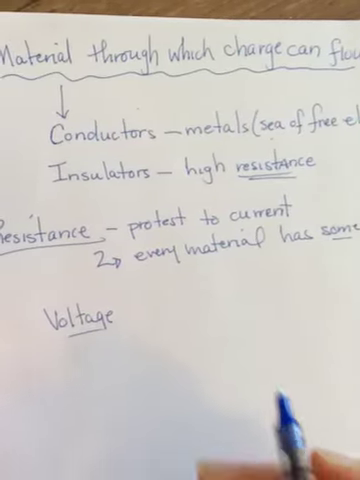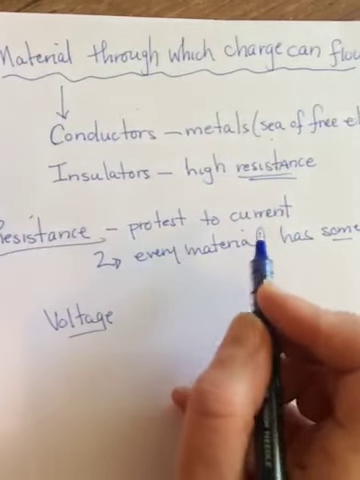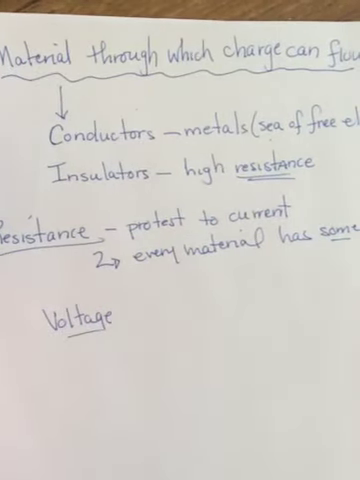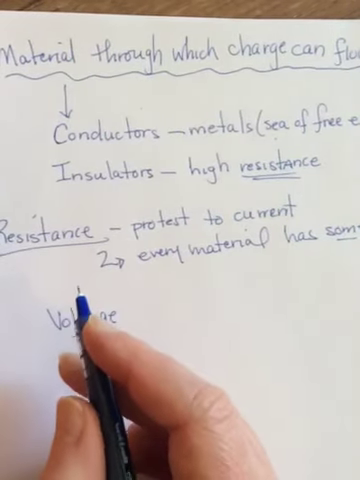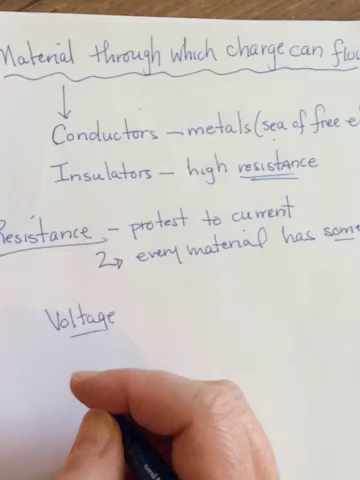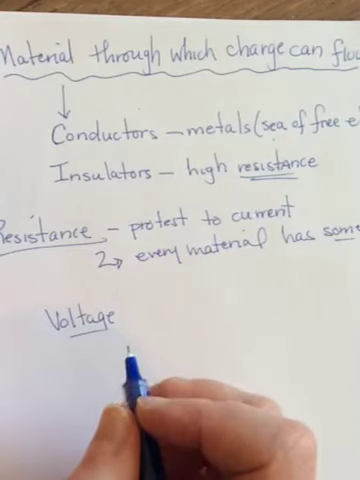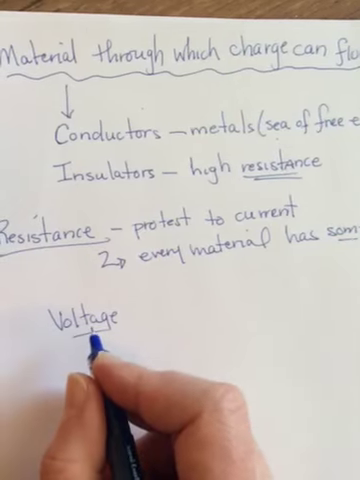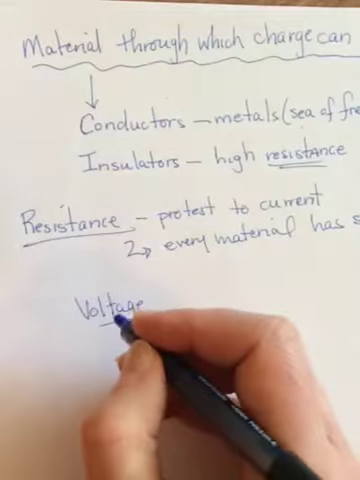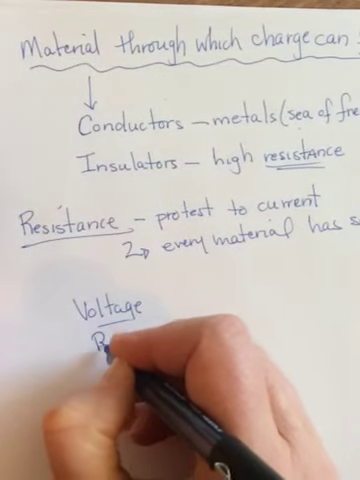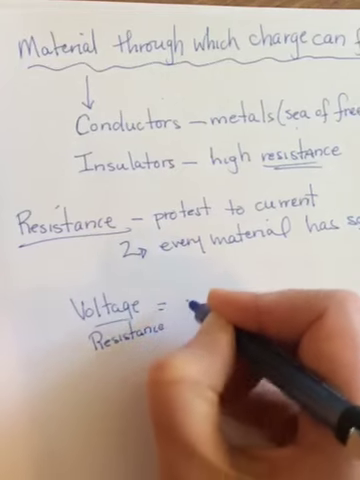Okay, so when we left off, we were talking about resistance, and we said that resistance is the opposition to the flow of current through a wire or through an object. We also said that the resistance of an object is what determines how much current will flow through that object for a given voltage. So if you have a given potential difference and you divide it by the resistance, what you'll get will be the current.